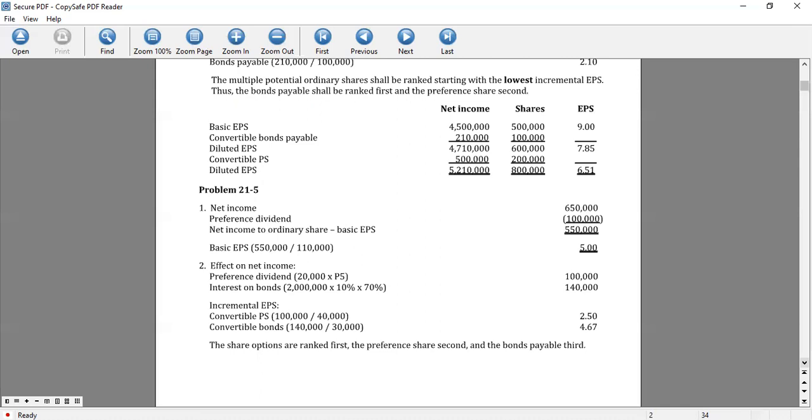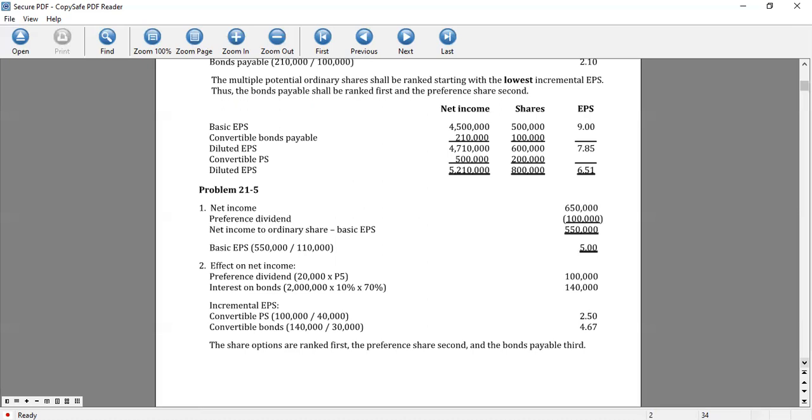Market price of the share was 25 at year end, and average 20 during the year. The entity paid the annual dividend of 5 on the preferred share, and these are considered to be preference shares convertible into 40,000 ordinary shares. The 10% bonds are convertible into 30,000 ordinary shares.